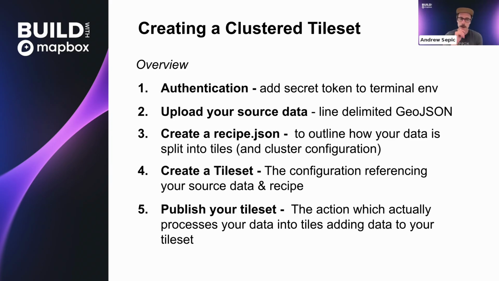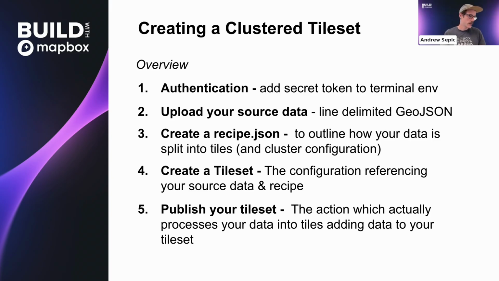We'll have a look at that in a minute. And we're going to create our recipe.json. This is our configuration on how we're going to tell MTS to split our data into different tiles. And this is really where we put our cluster configuration. We'll create the tile set, which is basically passing up a configuration that references both the data and the recipe. And then we publish a tile set, which actually engages MTS to process that data and cut it into tiles, and then give us a finished URL that we can access the tile set with.